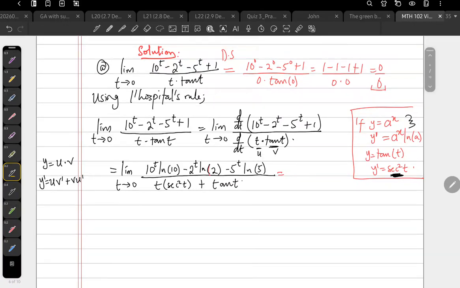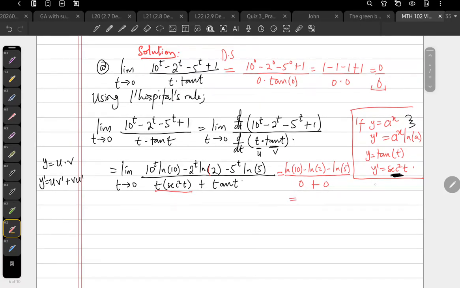All right, so if 10 to the power of t and 2 to the power of t and 5 to the power of t are all 1 when t equals 0, then we are going to be left with natural log of 10 minus natural log of 2 minus natural log of 5 over, then if t is 0, 0 times anything is 0, and tan 0 is 0. What does that numerator lead to?